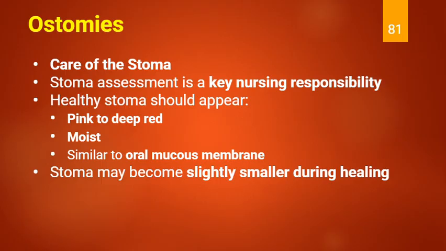Careful observation of the stoma is one of the most important nursing responsibilities after ostomy surgery. A healthy stoma normally appears pink or deep red in color, which indicates that the tissue has an adequate blood supply. The stoma should look similar to the mucous membrane inside the mouth, meaning it should be moist and smooth. During the normal healing process, the stoma may shrink slightly and become somewhat less swollen, which is expected as post-operative swelling decreases. Regular assessment of the stoma helps nurses detect complications early and protect the patient from infection or tissue damage.